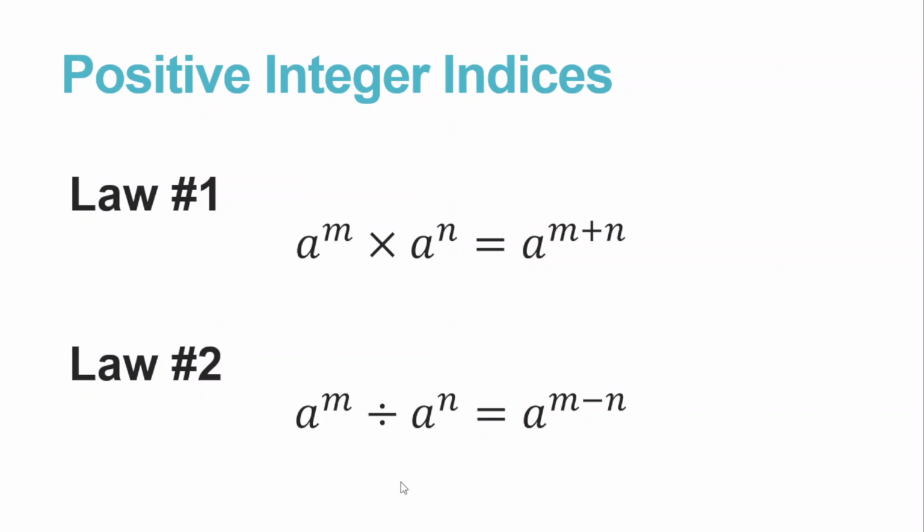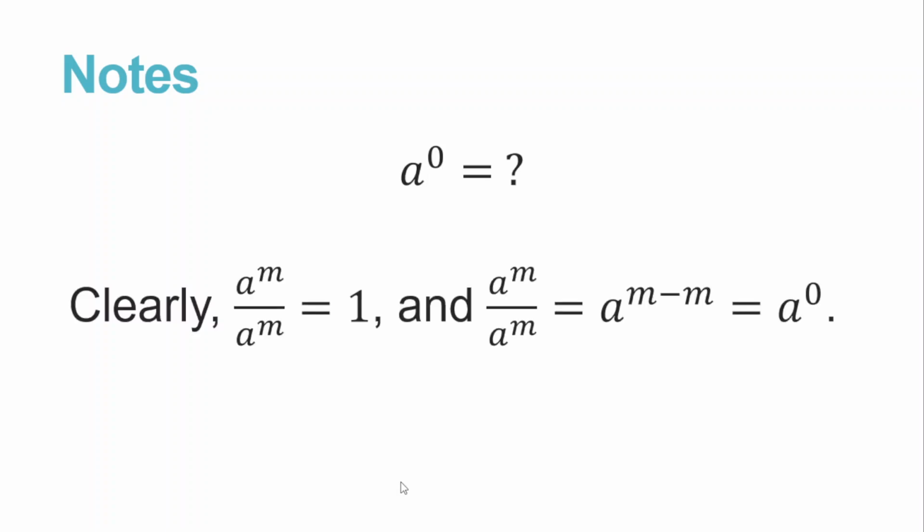Okay, so let's have a little note. What do you think is a raised to 0? Do you have any idea? Clearly, let's have the same exponent. If we have a raised to m divided by a raised to m, when the numerator and the denominator are similar and you divide them, that will always give you 1.